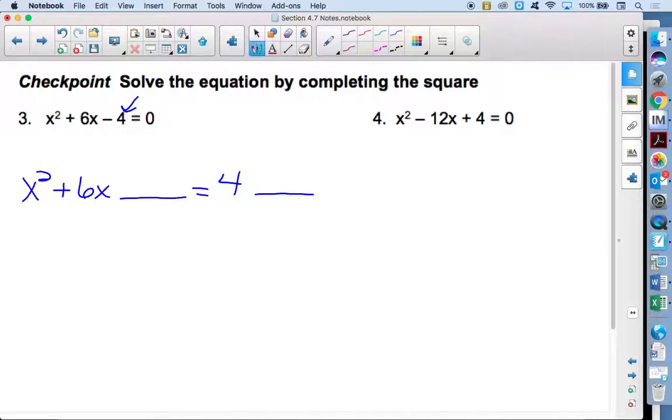Second step is to take b, that's 6 divided by 2, and square it, because we now need to complete the square. So Sam, 6 divided by 2 squared is? That'd be 9. 6 divided by 2 is 3. 3 squared becomes 9.